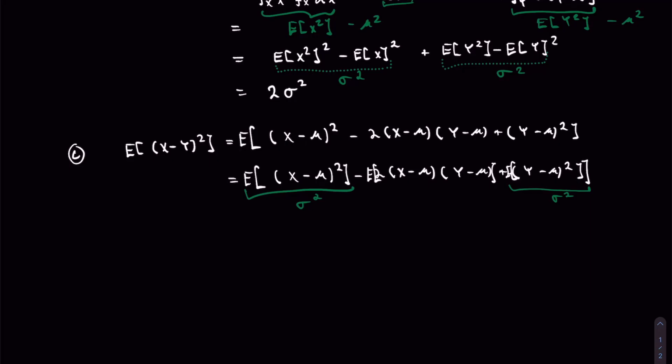Another way to see that this will go to 0 is that we can just multiply out this whole thing and see how the terms cancel out. Just going to use the fact of independence. We have 2 expectations: x minus mu, the same thing here, y minus mu. Okay, that's good.